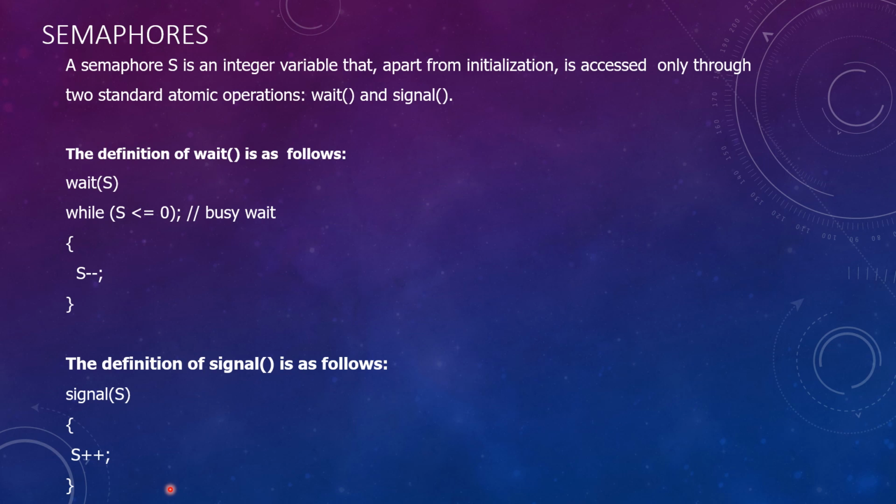After using the resource, the process will release the resource. So the number of resources will be incremented by 1. Earlier it was 4. After the resource has been released, it has been incremented to 5. So what operation is taking place? The operation taking place is S plus plus. So this is what we call the wait operation and the signal operation.